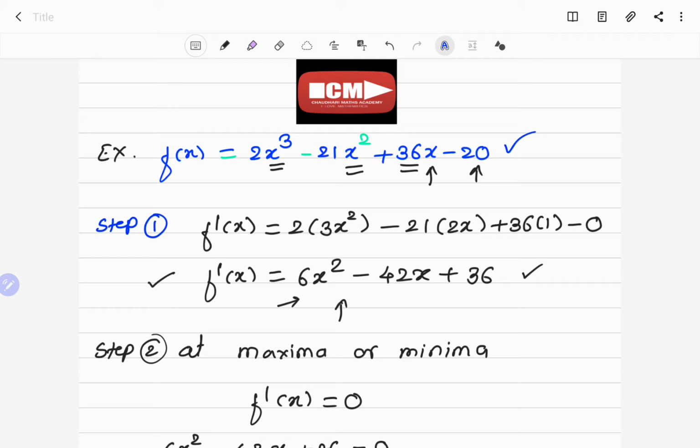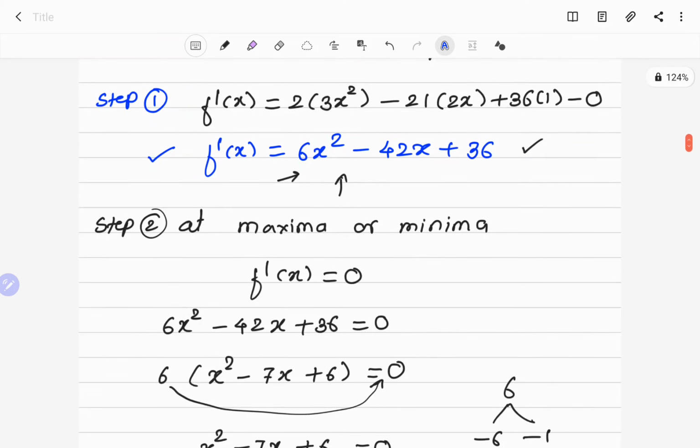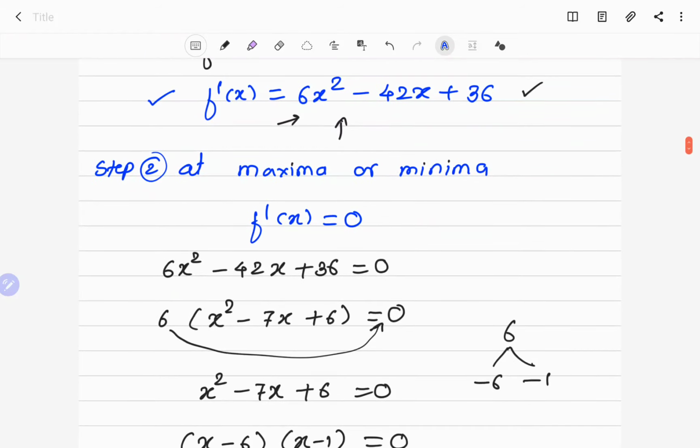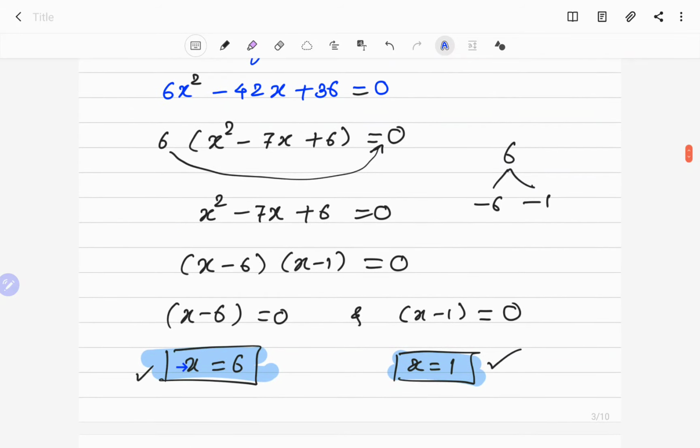Then in step number 1, quickly find out the first derivative, right? In step number 2, whether it's a maxima or minima, equate that first derivative equal to 0, because at an extreme point, that is at maxima or minima, the first derivative is always 0. And if you equate the first derivative equal to 0, you will get 1 or 2 values of x. So here we got the first value x equal to 6 and the second value x equal to 1.